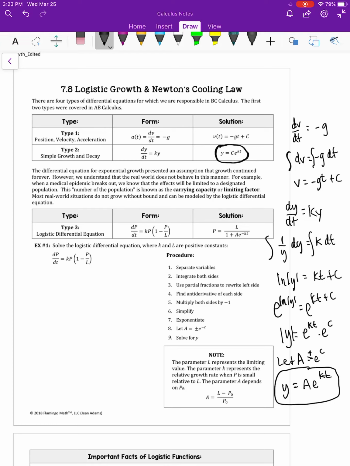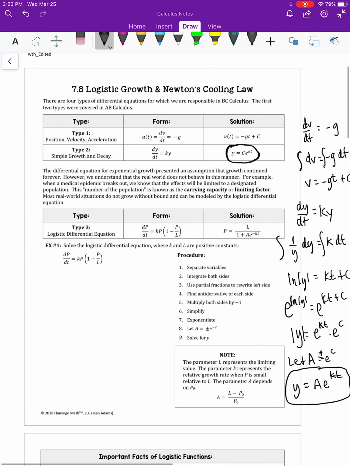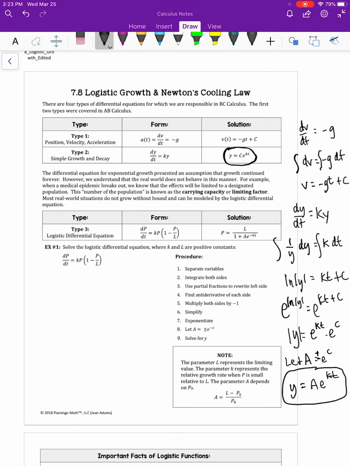And then type 3 is the logistic differential equation. So that's what we're going to focus on today, the logistic one. So example number 1. They've given us dp dt equals kp times the quantity 1 minus p divided by L. K and L are positive constants, and we're going to solve this.